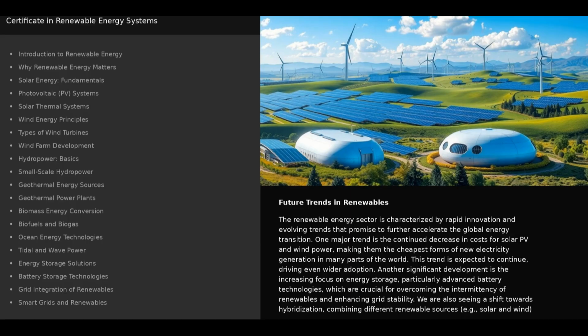Another significant development is the increasing focus on energy storage, particularly advanced battery technologies, which are crucial for overcoming the intermittency of renewables and enhancing grid stability. We are also seeing a shift towards hybridization, combining different renewable sources, e.g., solar and wind, with storage to create more reliable and dispatchable power plants. These trends are reshaping the energy landscape and accelerating the move away from fossil fuels.